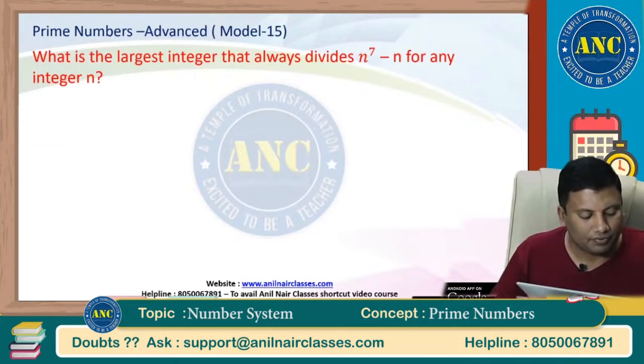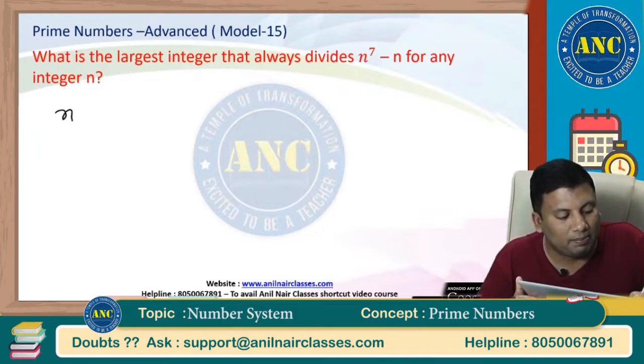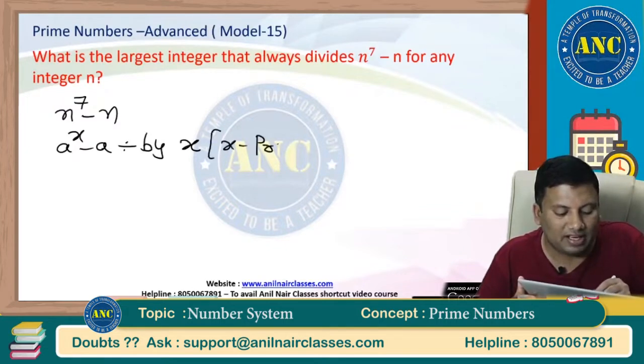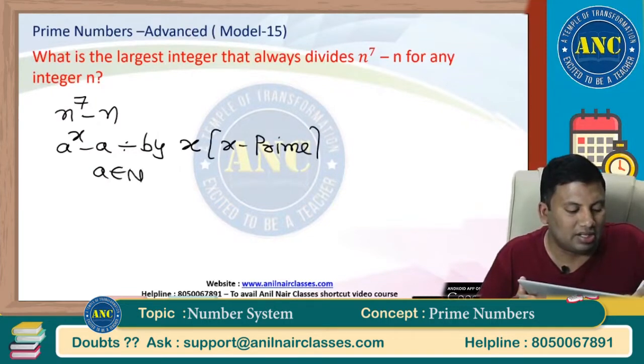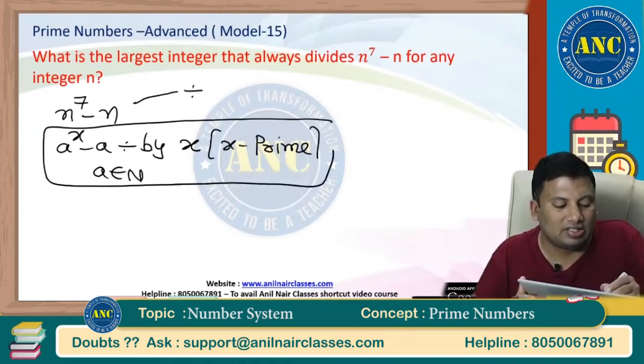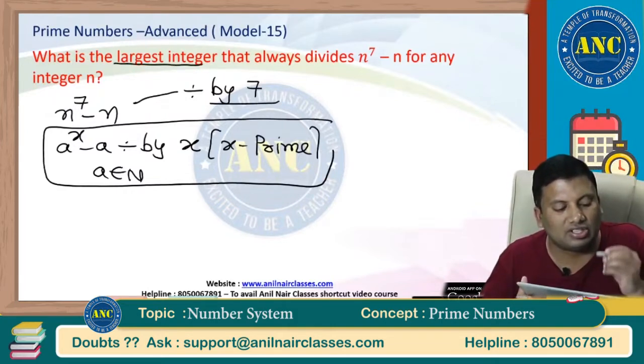Next one. Find the largest integer that always divides n power 7 minus n. This is nothing but a power x minus a. It is always divisible by x if x is a prime number and a is a natural number. This is the concept. n power 7 minus n is perfectly divisible by 7. The lowest integer that will divide this number is 7. But the question is the largest integer.